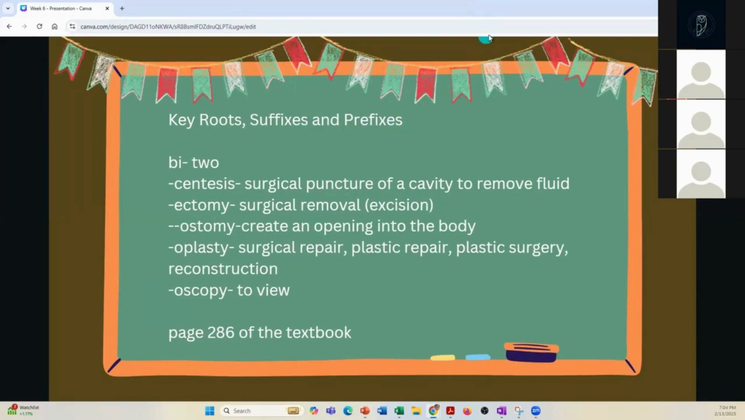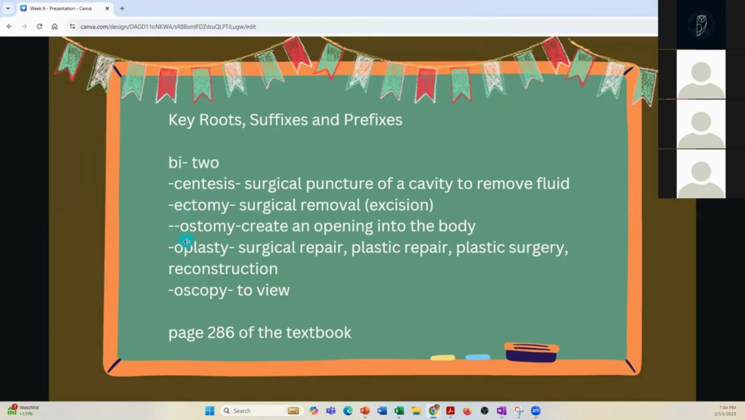These are just some key root words, suffixes, and prefixes. These come out of page 286 in the textbook. And you can see the ends of some of these words here. Centesis means surgical puncture of a cavity to remove fluid.